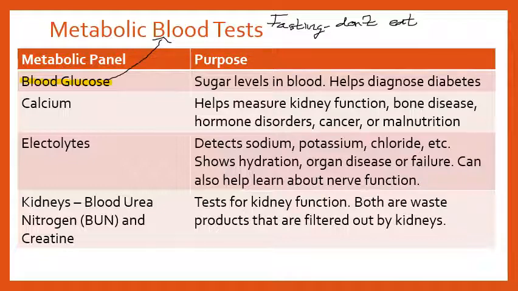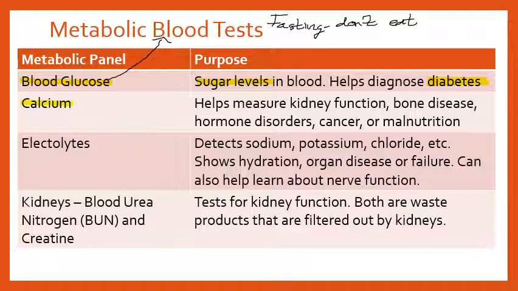So they're trying to get a baseline amount of how much glucose is inside your blood. So this is something like a blood glucose test. They're looking for how much sugar is in your blood, and that is going to help them diagnose things like diabetes. It's going to help them diagnose hormone function and know how well your body is working with glucose. Calcium is another major thing that they're going to look for.